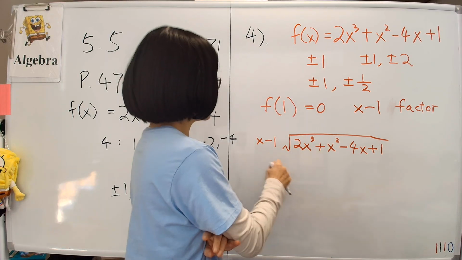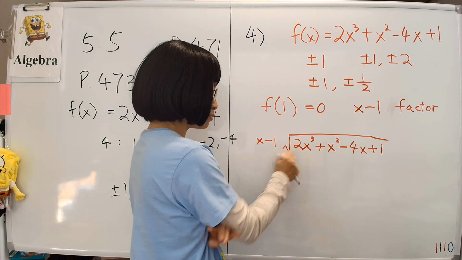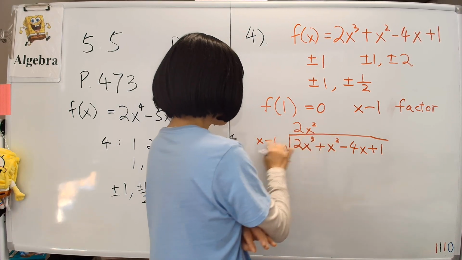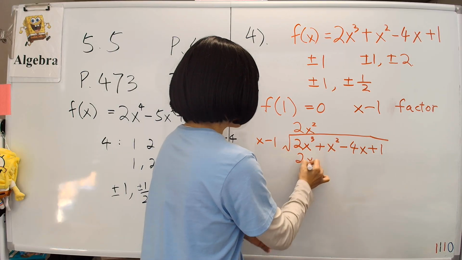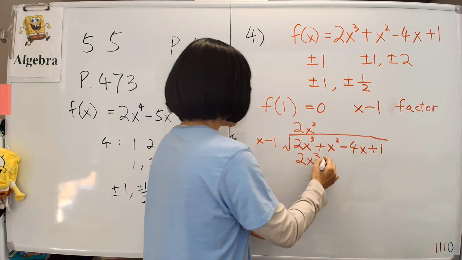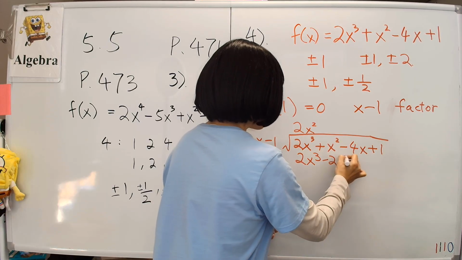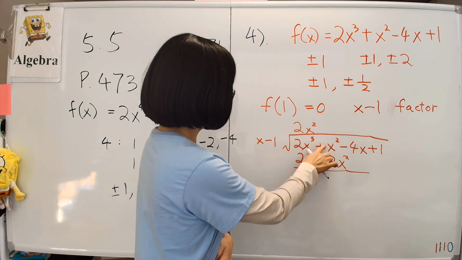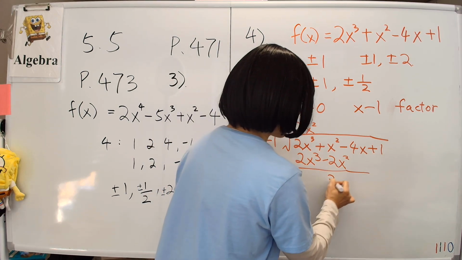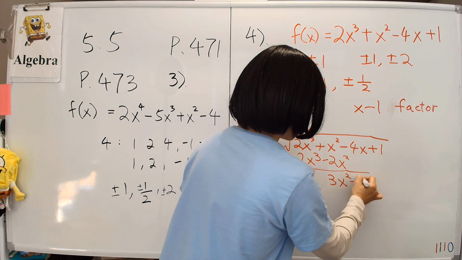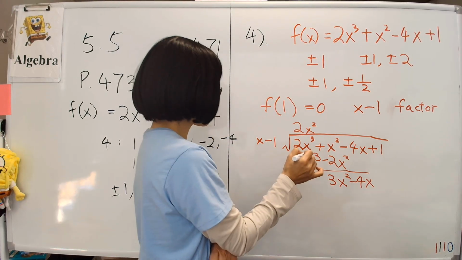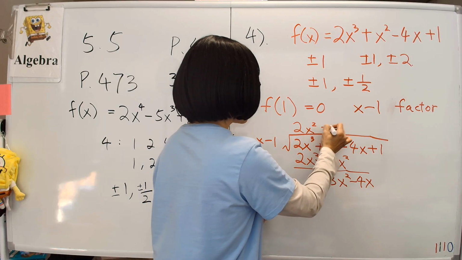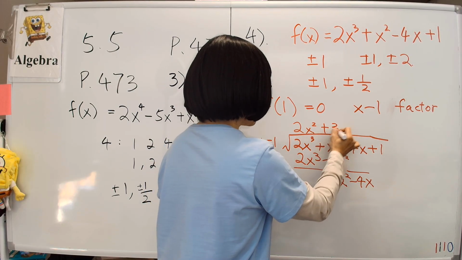Let's do long division. Something multiplied by x needs to be 2x cubed. So that would be 2x squared, right? 2x squared times x will be 2x cubed. And then minus times that will be minus 2x squared. Let's see if I can do a long division without messing up. So let's do the subtraction. That should be 3x squared minus 4x. Okay. And then something multiplied by x needs to be 3x squared. So that will make it positive 3x.